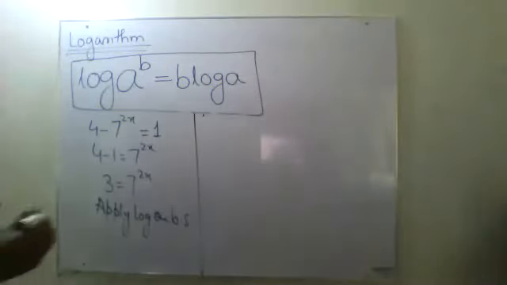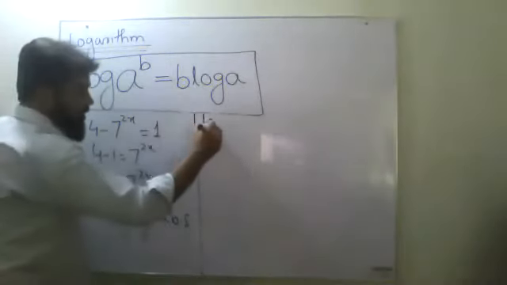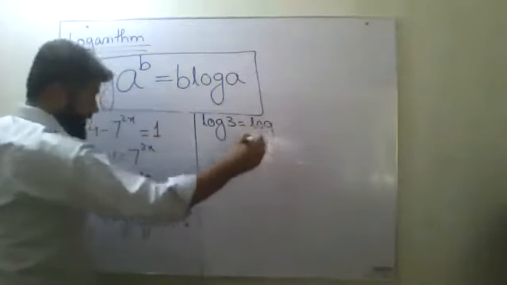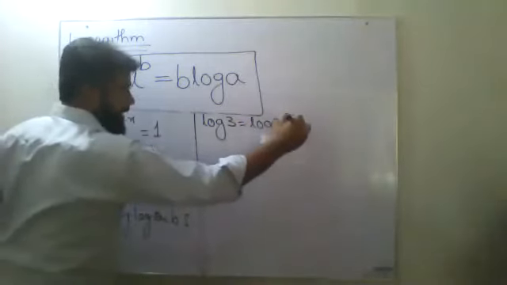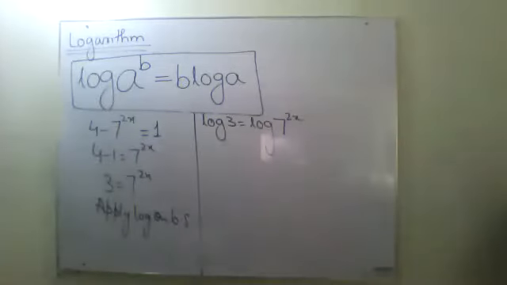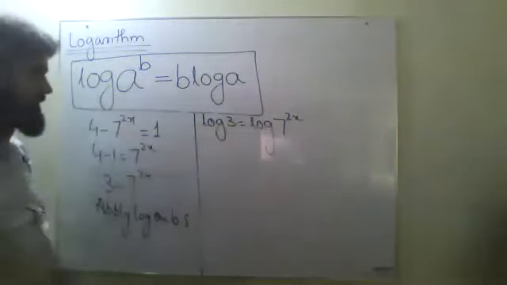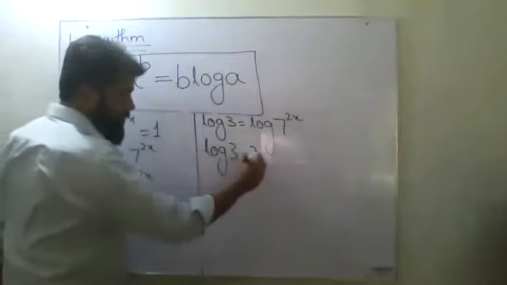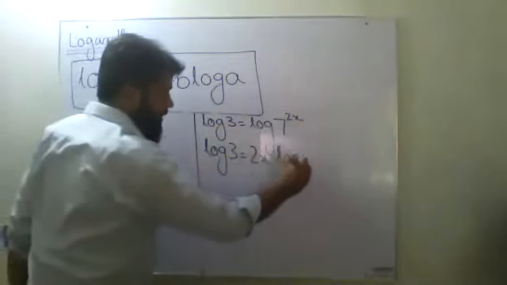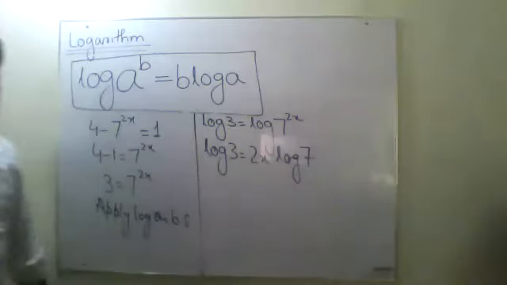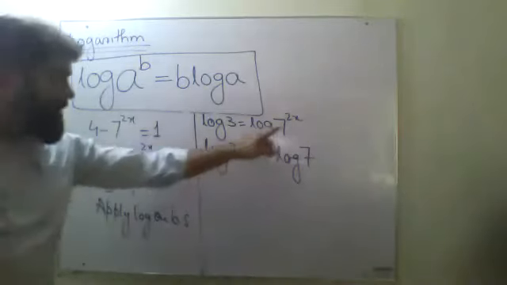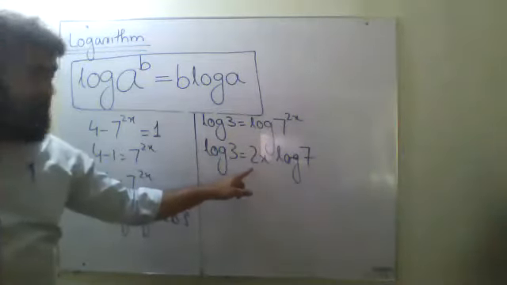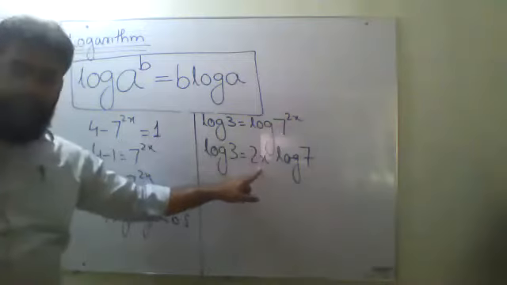When I apply log on both sides, it will become log 3 equals log 7 with power 2x. Now this 2x will be shifted. Log 3 equals 2x log 7. What I have done, whatever was the power, it is now shifted before log. The power 2x is now shifted before log.